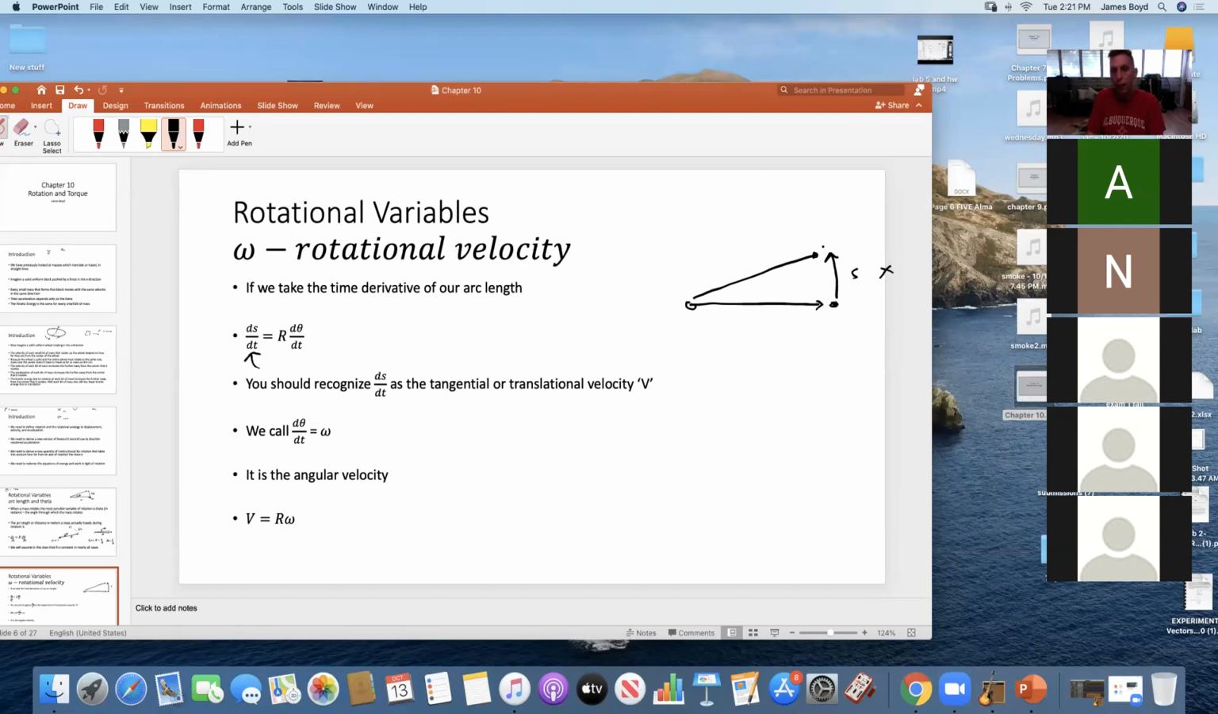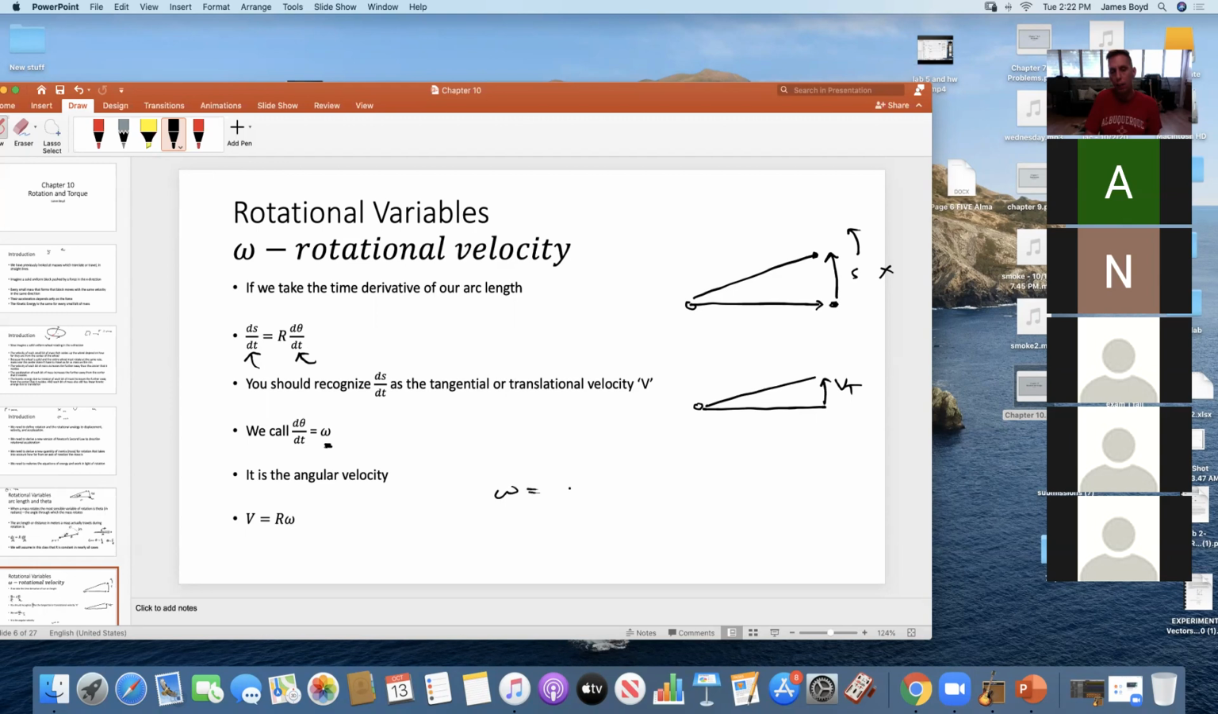How s or x changes with time is velocity. It's linear velocity. So this thing has some linear velocity, v_t, or translational velocity, in the y direction or the x direction or the z direction, whatever direction that happens to be. But it's also traveling around, and as it travels around, the angle is changing with time. And how fast the angle is changing with time is d theta dt.